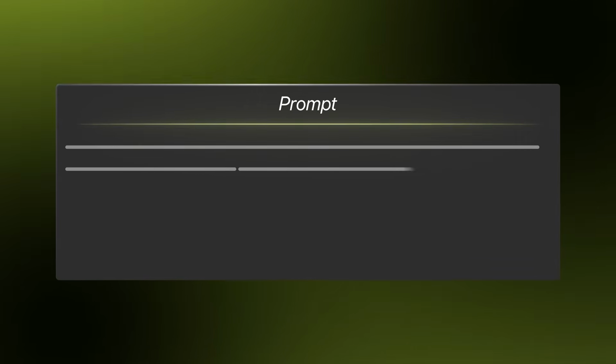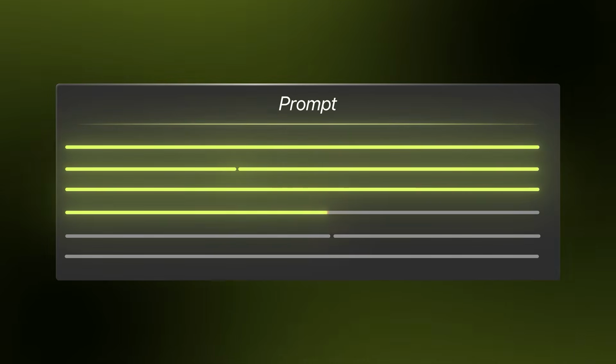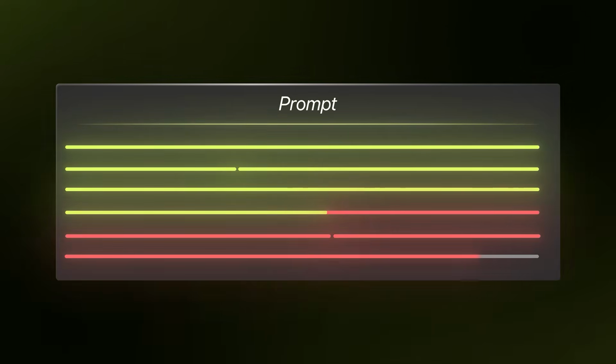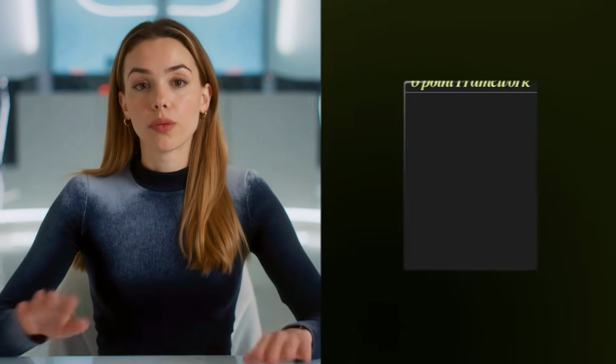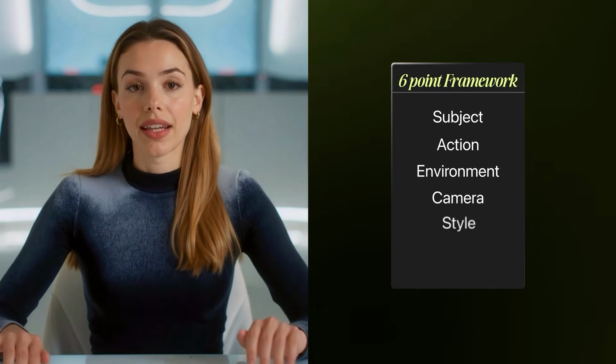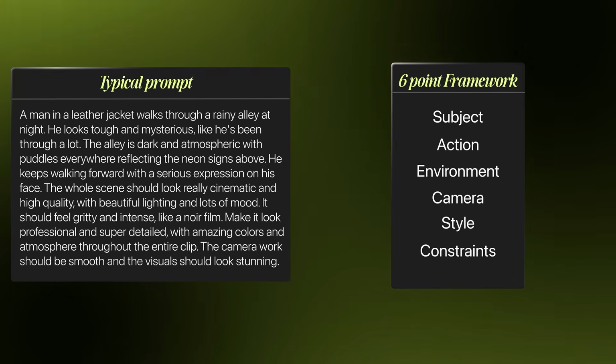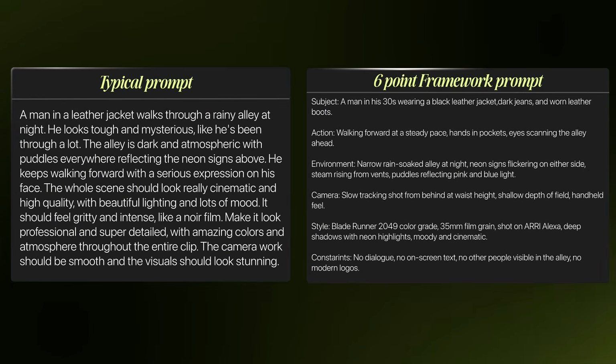So if your prompt is 400 words long, the AI model is probably only paying attention to the first 250 words, which means half of the details that you added might get completely ignored. So instead of this, we need to write clear and structured prompts that the AI can actually process and understand. And for this, I use a simple 6-point framework, which is subject, action, environment, camera, style, and constraints. For example, here's a typical prompt that does not follow this structure. And here's that same idea written using the 6-point framework.